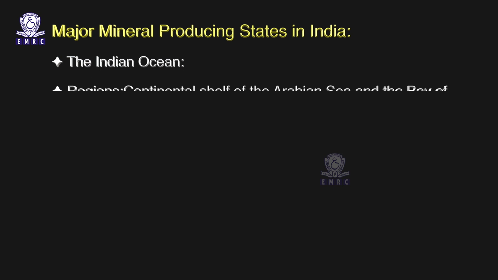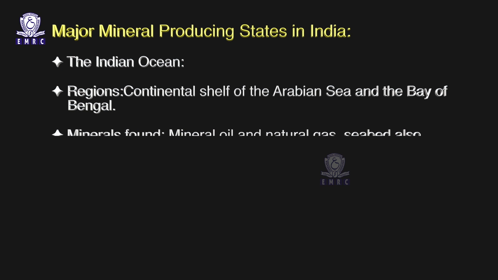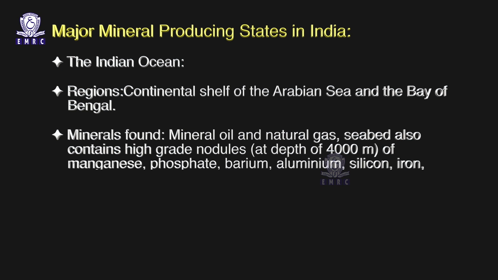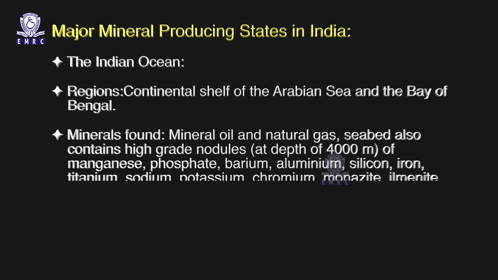Well, the next region that we classify is the Indian Ocean region, and this particularly includes the continental shelf of the Arabian Sea and the Bay of Bengal. The minerals found here include mineral oil and natural gas. The seabed also contains high-grade nodules at a depth of 4,000 meters of manganese, phosphate, barium, aluminium, silicon, iron, titanium, sodium, potassium, chromium, monazite, ilmenite, magnetite and garnet.